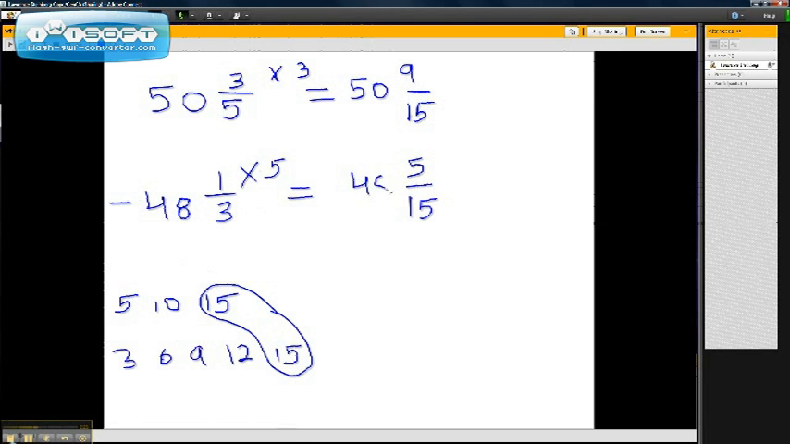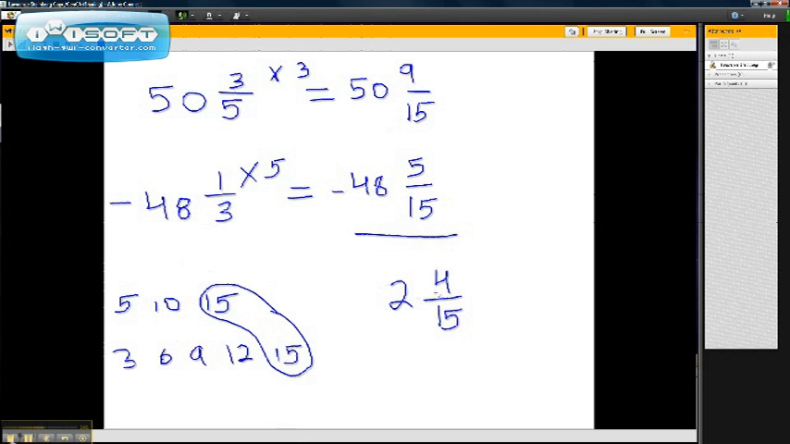And I know I'm still subtracting. My denominator is a common one, so I can write it down here. Now it went from being an unlike denominator to a like denominator. 9 take away 5 is 4. And 50 take away 48 is 2.